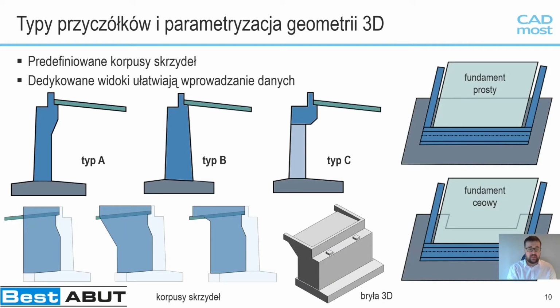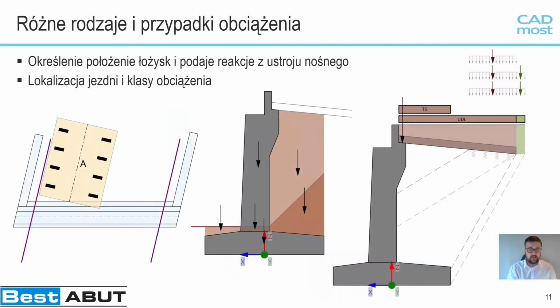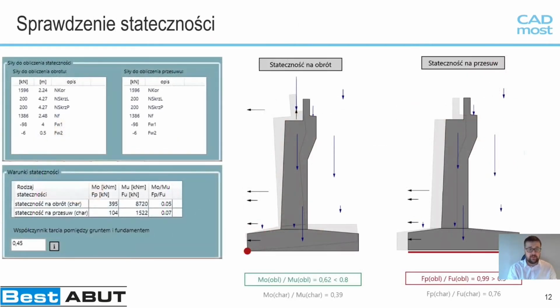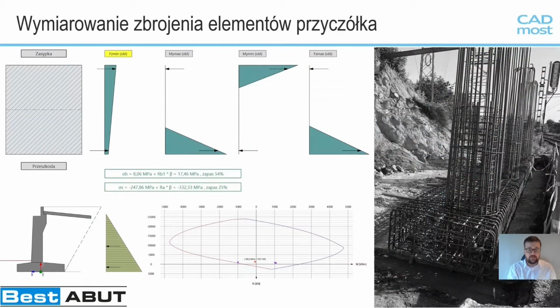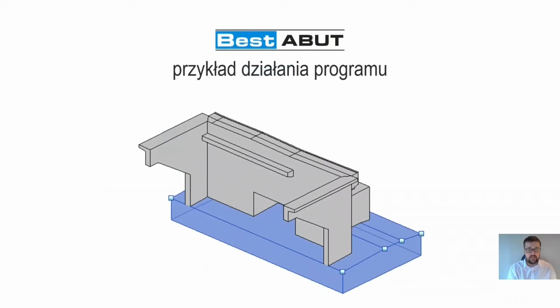The software has 3 types of abutments, and the geometry of abutments is parameterized, so you get a 3D structure, and predefined views of the interface make it easy to input data. The software allows you to calculate different types of situations, define the location of bearings, and also locate the roads. You can easily check stability against rotation and shifting, and you can take into account different stages and loading of your abutments. Each new version goes further, and you can also make measurements of your reinforcements. Here we have the body and the foundation.